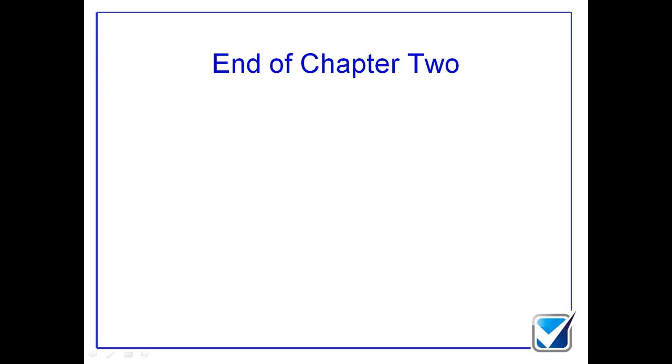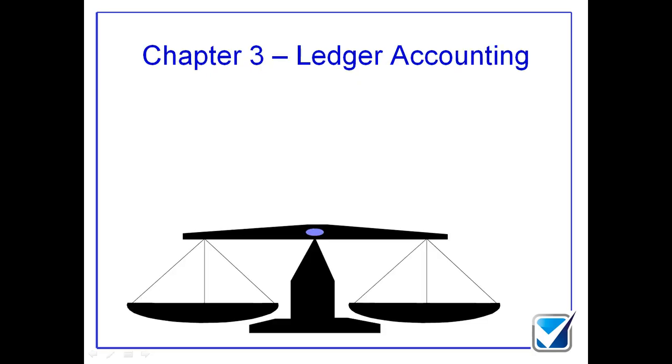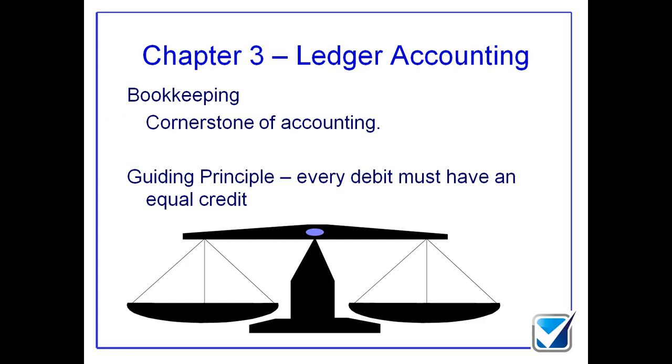Now, within chapter number 3, what we look at is we're going to start looking at bookkeeping proper. We're going to start looking at debits and credits. We're going to look at how these various different things can be processed.